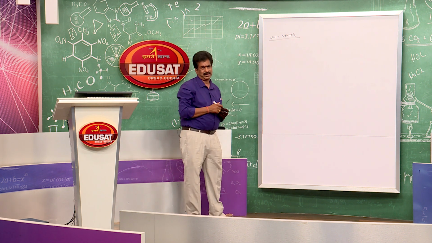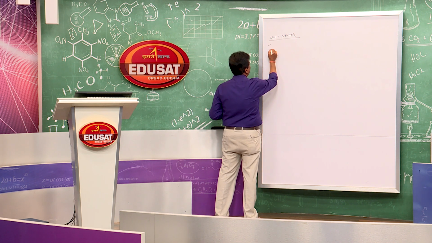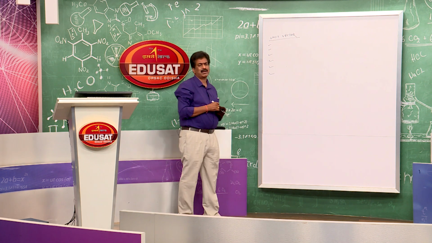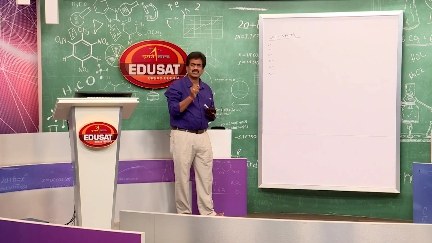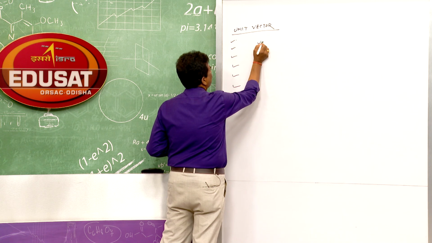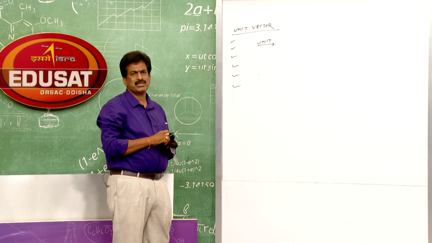Regarding the unit vector, we know there are different types of vector classification, like equal vector, negative vector, co-initial vector, coplanar vector, unit vector, and perpendicular or orthogonal vector, or zero vectors. Out of them, one of the vectors we have discussed is the unit vector. What is the unit? Unit means one.